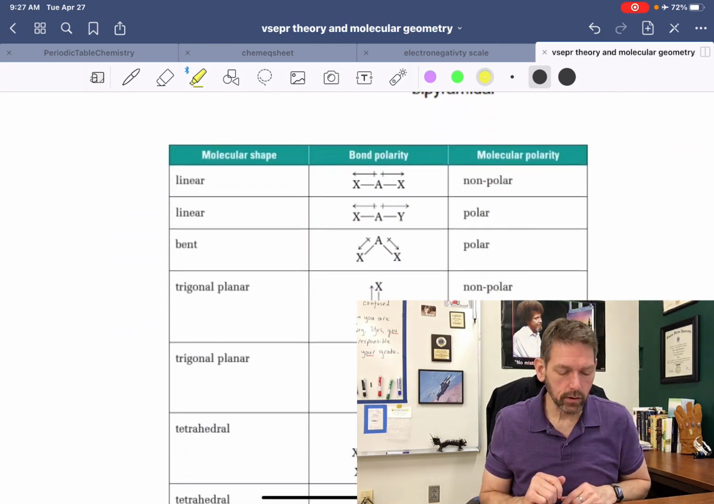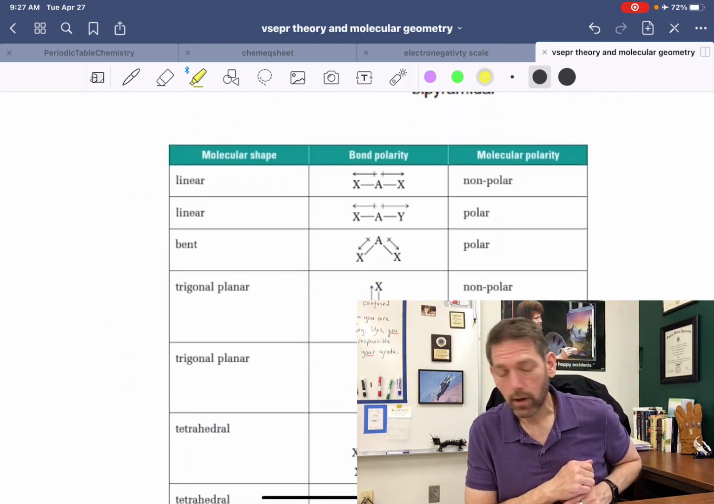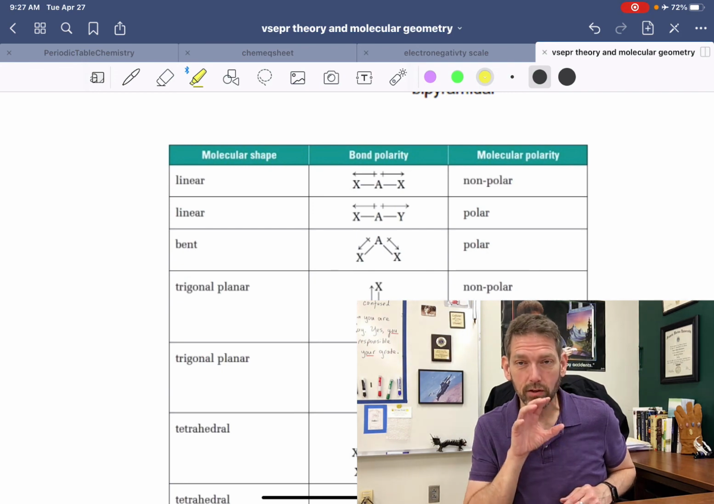And then down here, this deals with polarity. That'll be another lesson that I will have with you where I will dedicate solely to talking about molecular polarity.